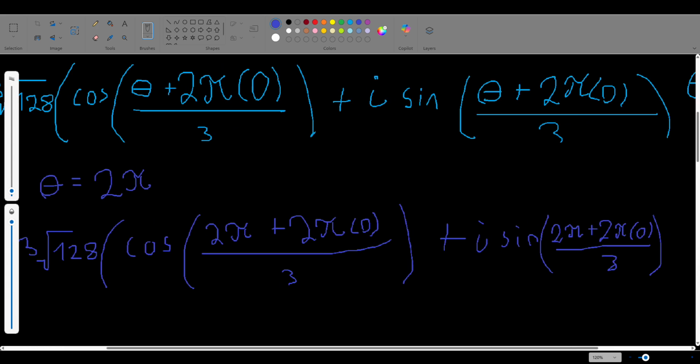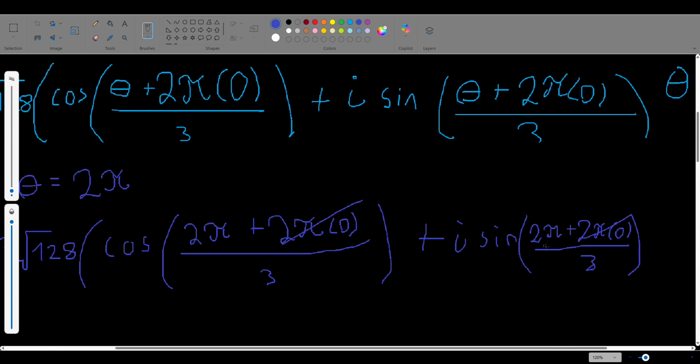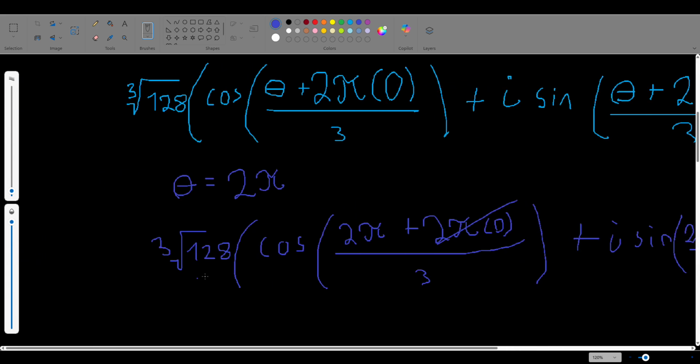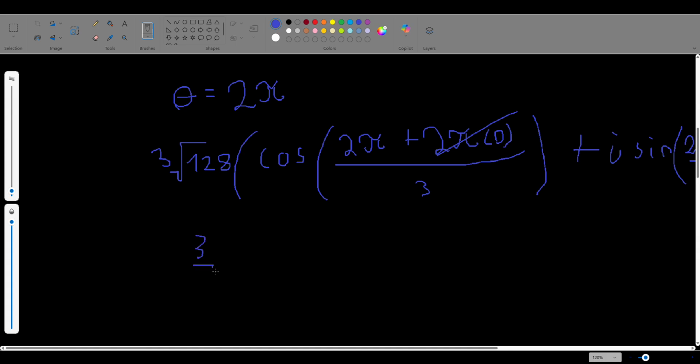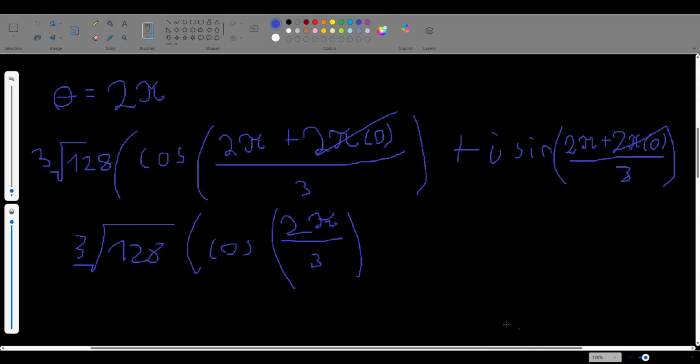So what's this going to give us? We're going to get rid of this one right here. And that's going to leave us with the third root of 128 times the cosine of 2 pi divided by 3, plus the same thing on this side, plus i sine of 2 pi divided by 3.